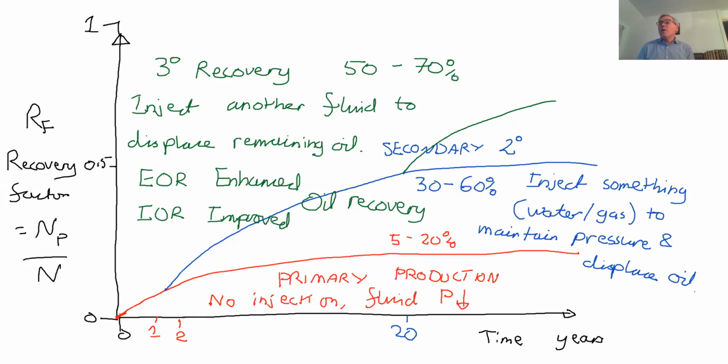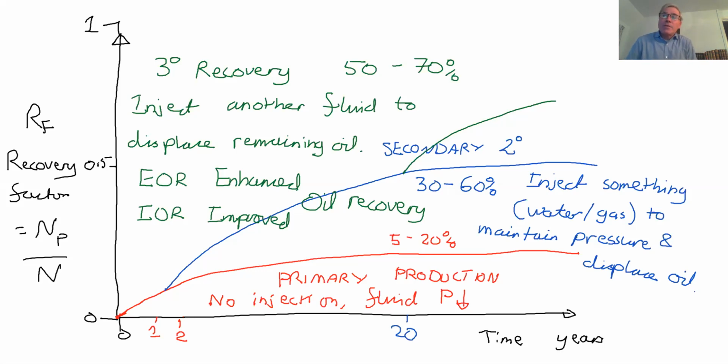And so, in fact, EOR can be applied earlier. Right? There's nothing stopping you, for instance, immediately after primary production, injecting carbon dioxide, low salinity water, surfactant. So that would be a secondary process because it's what you did second, but it will be an EOR or an IOR process. Okay. Similarly, you could do something third that isn't EOR.